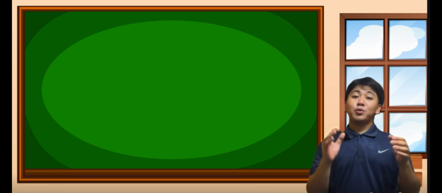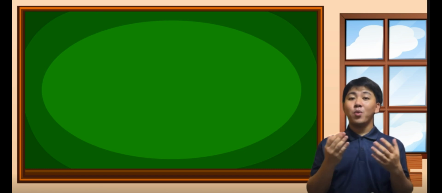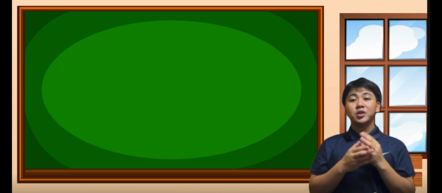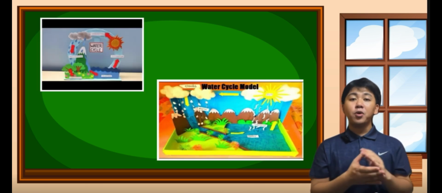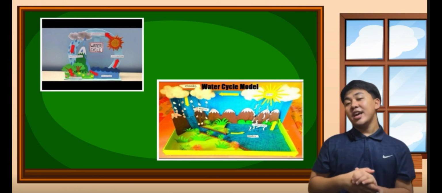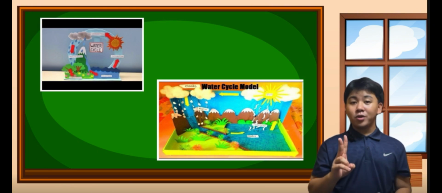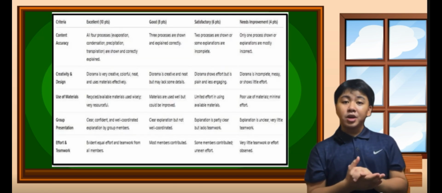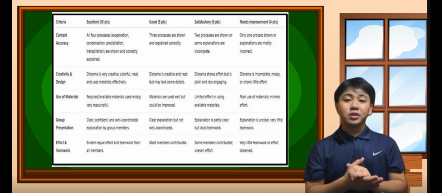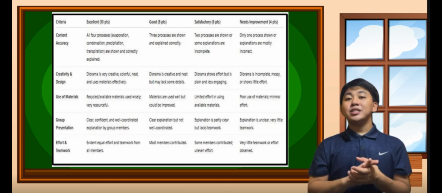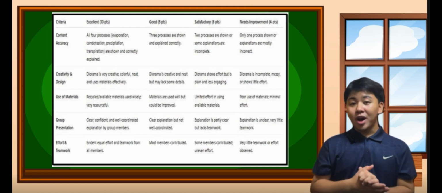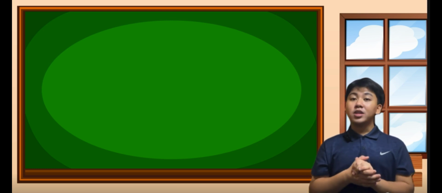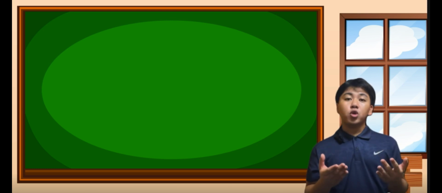Great job, class! To continue applying what you learned today, we will now have a creative group project called My Mini Water Cycle. In your group, you will create a small diorama that shows the four main processes of the water cycle: evaporation, condensation, precipitation, and transpiration. You may use recycled materials, clay, cut-out pictures, or drawings on cardboard. Be as creative as you want. This diorama should clearly show how water moves from the ground to the sky and back to the ground again. This will serve as your group assignment.